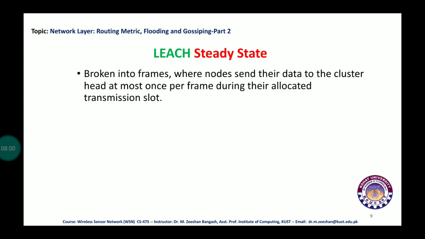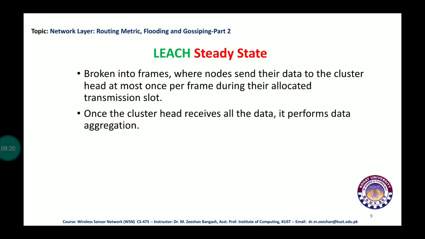So in LEACH steady state, it is broken into some frames where some nodes try to send their data to the cluster head. At most, the data is sent once per frame during the allocated transmission slot. The cluster head receives all the data of the cluster, and then this cluster head is responsible for doing data aggregation. So the data aggregation mechanism is localized at the cluster head level, and that cluster head performs data aggregation of all the nodes within its cluster.